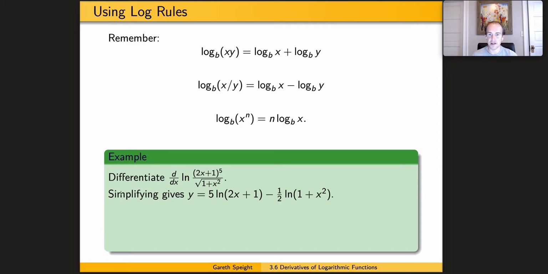And now this is way easier to differentiate because we can just differentiate each piece separately. So if we differentiate the ln(2x plus 1), okay, we have to use the chain rule. Derivative of ln(2x plus 1) is going to be 1 over 2x plus 1 times the derivative of the inside. So 1 over 2x plus 1 times 2. Then we have to times by 5. So we're going to get 10 over 2x plus 1. And then similarly on the second piece, we use the chain rule. We're going to get 1 over 1 plus x squared times the derivative of the inside. So times 2x, but then we have to multiply by a half. So the 2 and the half are going to cancel each other. We're just left with x over 1 plus x squared.